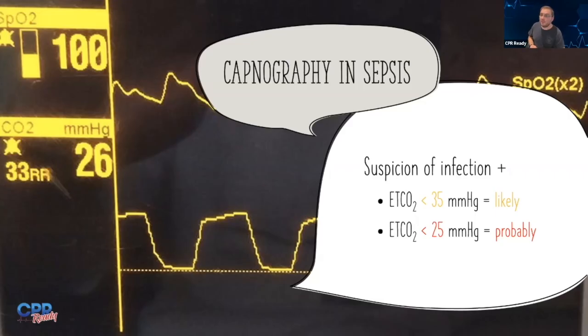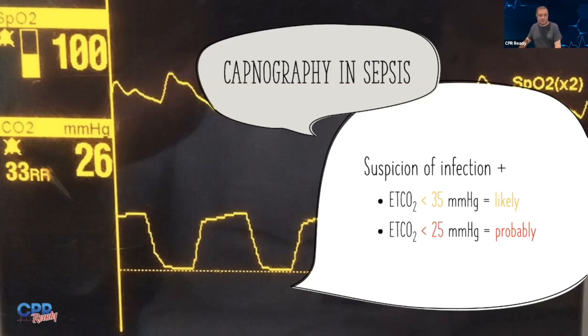The data is pretty strong about this. Anytime you have a suspicion of infection, so you've got a patient you suspect has a UTI or pneumonia, and you have them on your capnography, if the end tidal CO2 is less than 35 and you have a suspicion of infection, it's likely sepsis. And statistically, if it's less than 25, it's probably or almost definitely sepsis. Now remember, people can have multiple problems at once, but this is really a clue for your patients that are in true sepsis and at high risk.